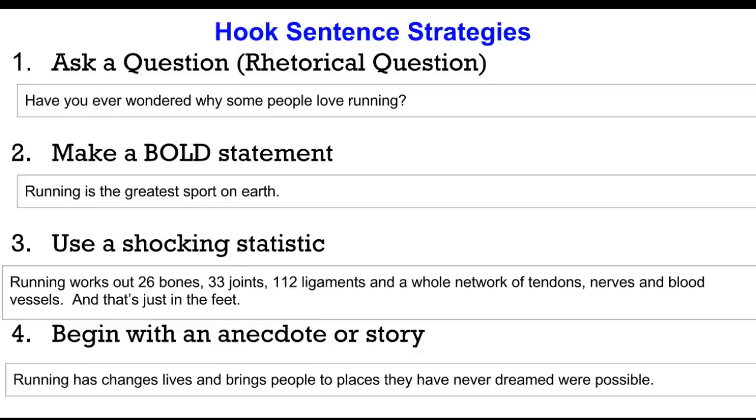The third option would be to use a shocking statistic, right? This one says running works out 26 bones, 33 joints, 112 ligaments, and a whole network of tendons, nerves, and blood vessels. And that's just in the feet. And you'd say, whoa, I didn't even know the feet had 26 bones. So you'd want to keep reading a little bit more.